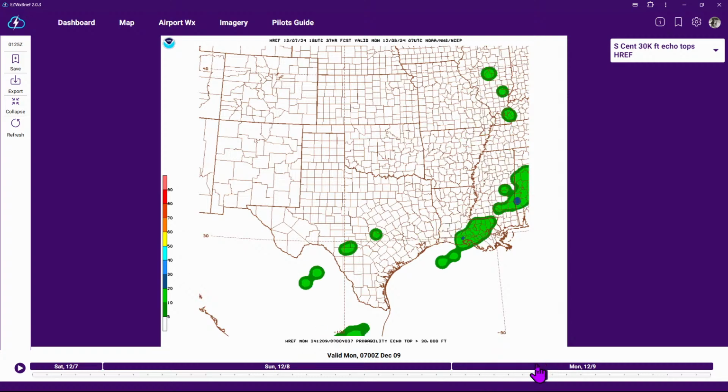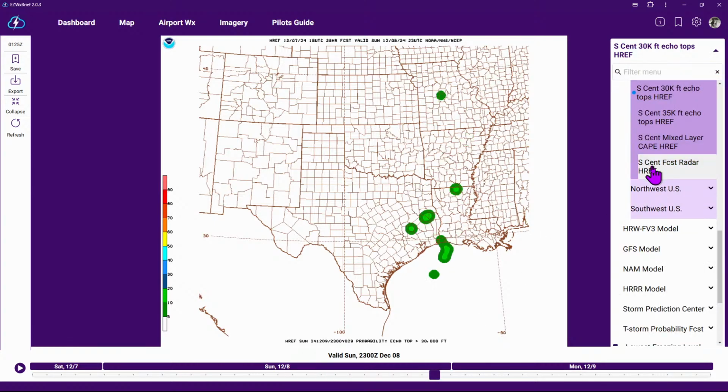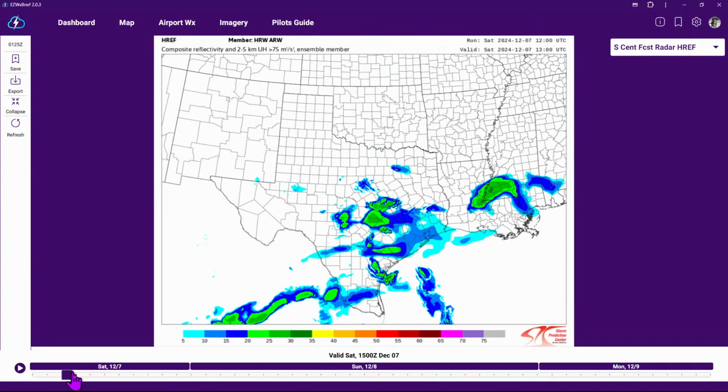But you do notice that as time moves on, you see a few blue areas here where you might see a cell or two that pops up near 30,000 feet. But most of this is going to be all low-topped convection if it does develop. But let's take a look at the forecast radar for this area. This is from the high-resolution ensemble forecast.